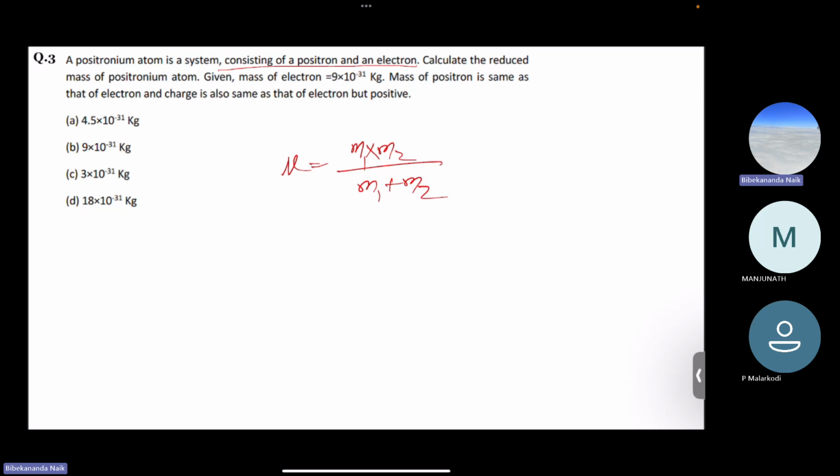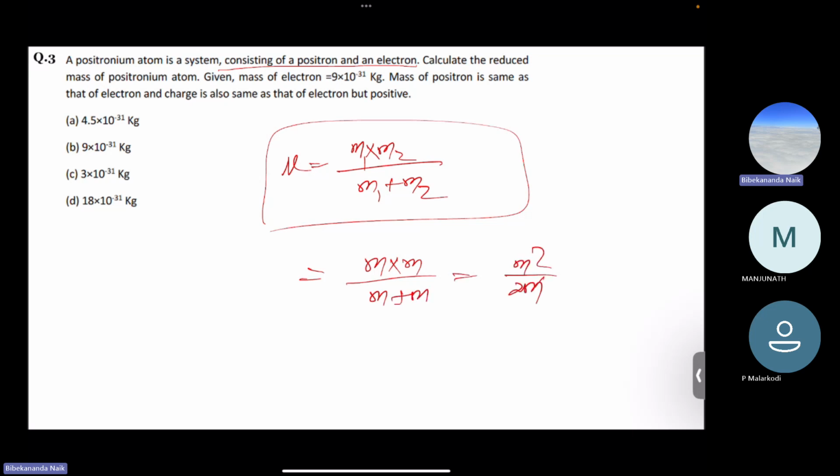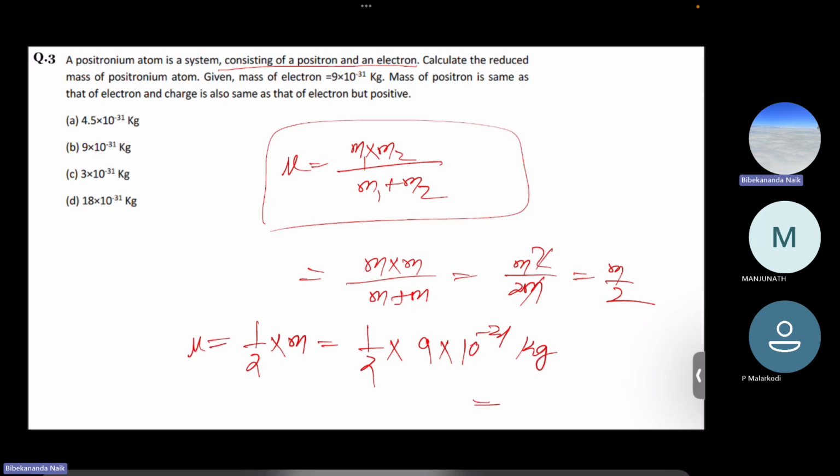So basically this is the formula for reduced mass, m1 into m2 divided by m1 plus m2. Now since both have the same mass, we can say it is m into m divided by m plus m, that is m square by 2m, which gives us m by 2. So the reduced mass will be 1 by 2 into the mass of the electron, that is 1 by 2 into 9 into 10 to the power minus 31 kg, which is 4.5 into 10 to the power minus 31 kg.